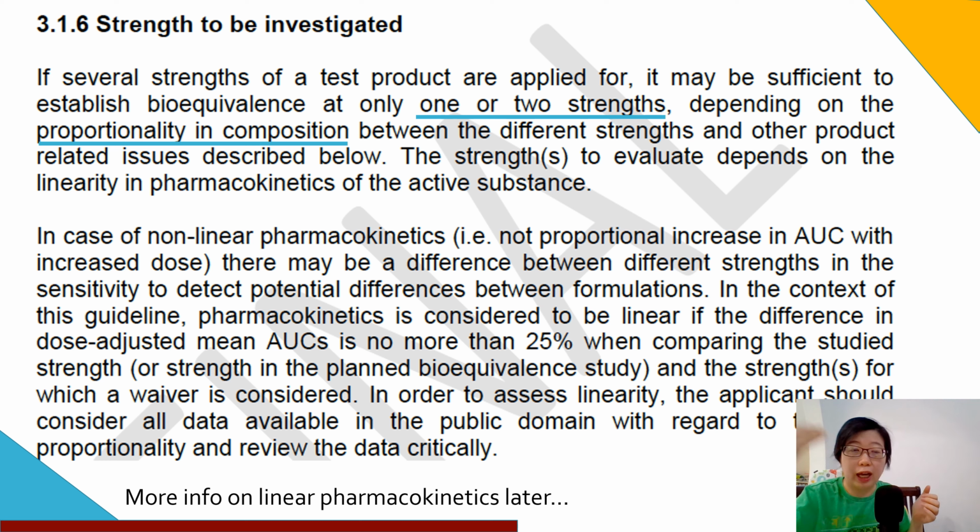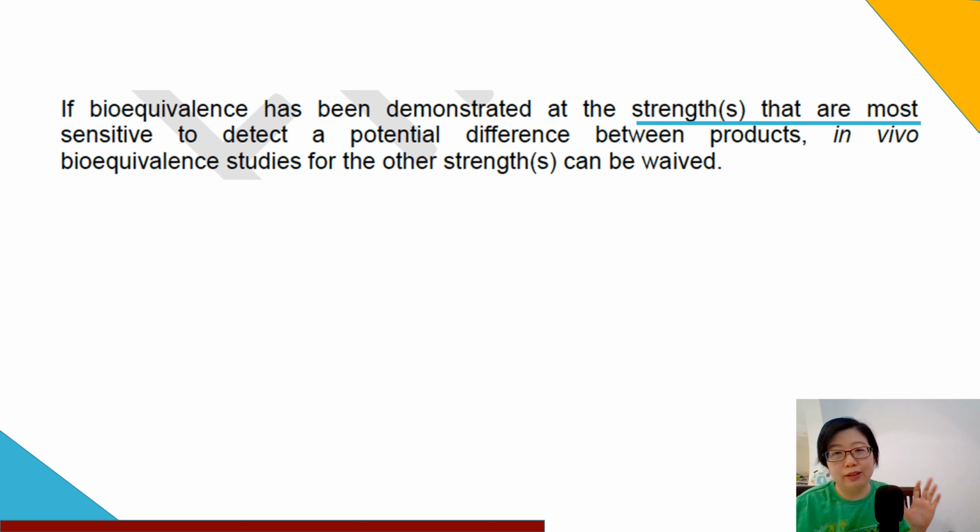The details of the criteria, again, mention that it's considered to be linear if the difference is no more than 25% in dose-adjusted mean AUC, right? Sometimes under different criteria, you can also consider a biowaiver. Again, we'll look through the details in the next few slides. Ideally, the strength that you choose to do a BE study will be the strength which is most sensitive to detect a difference between the different products that you're going to measure. Therefore, you can strongly support and say that I should be qualified for a biowaiver for the other doses, right?